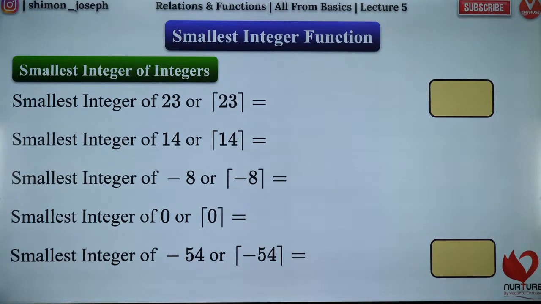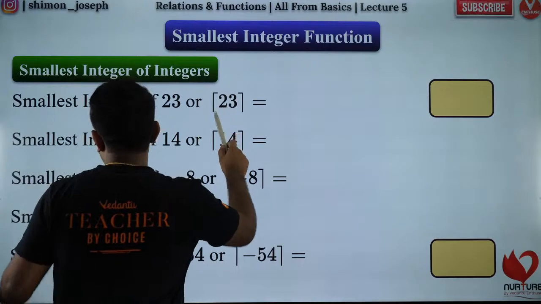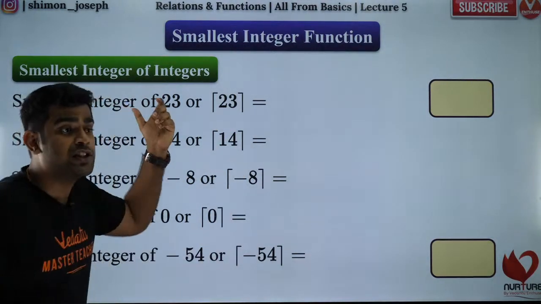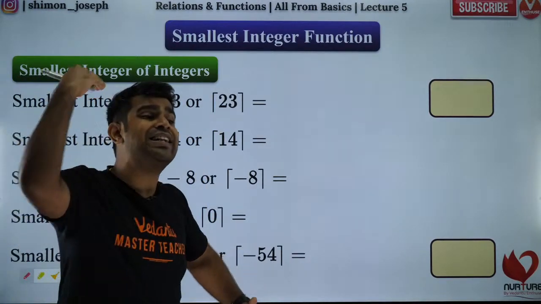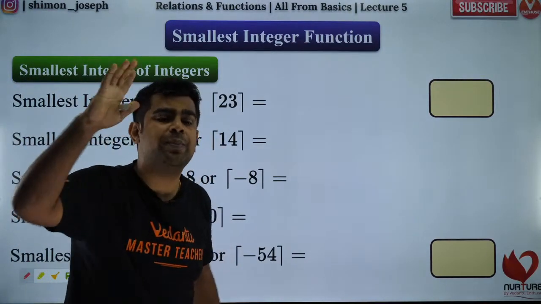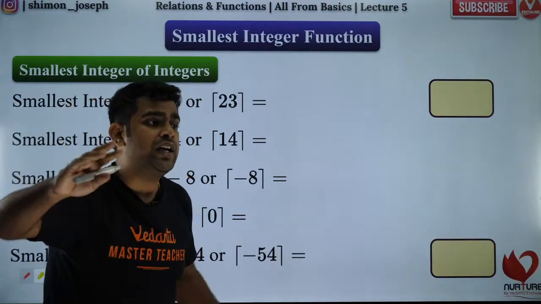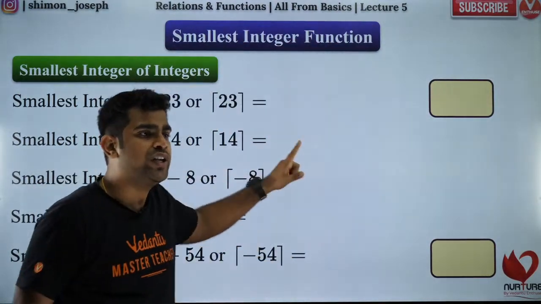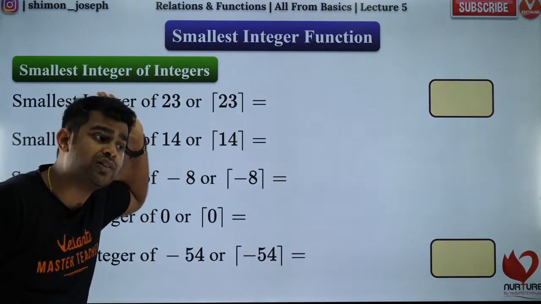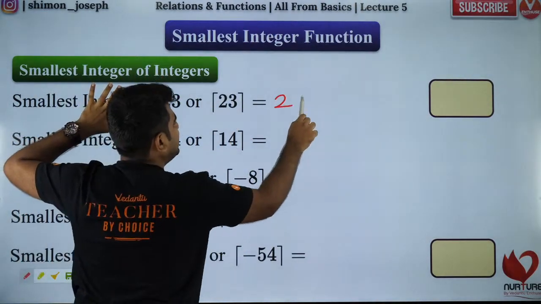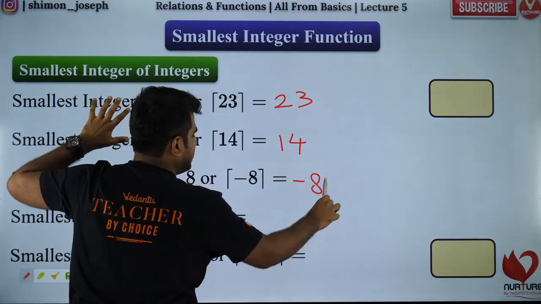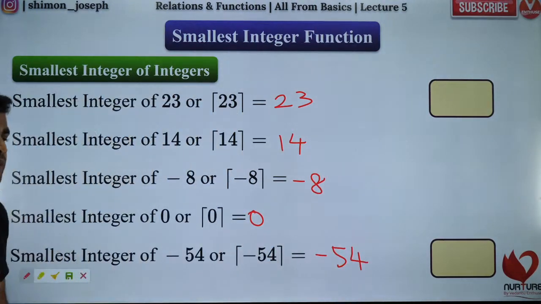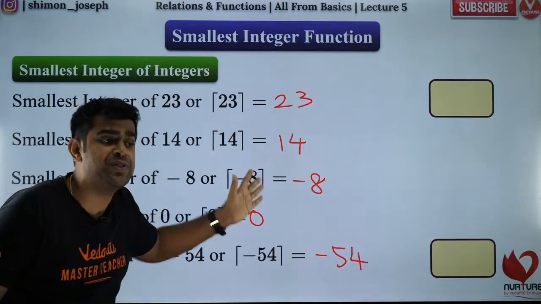Vedika, no. If you have an integer, the SIF will be the same number. It is the smallest integer greater than or equal to that number. Understood, Vedika? So it is equal to an integer, right? So that will be the answer itself. So it will be 23, it will be 14, it will be -8, it will be 0, it will be -54. Are you all clear? Because they are all integers themselves.